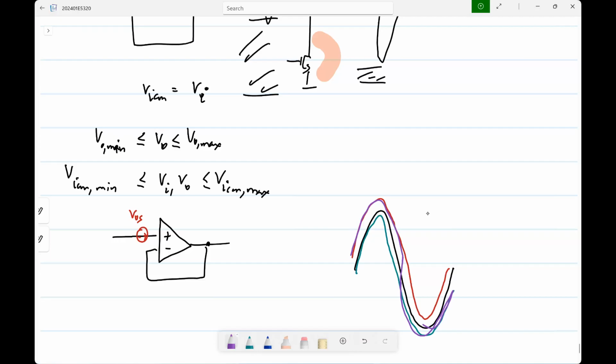But the virtue of this is that you have some structure that works with a variable common mode. Sometimes this offset may not matter and you may not be operating with sinusoidal signals. It could just be that the input common mode can vary a lot. So in such cases, this is useful. Okay. Any questions here?